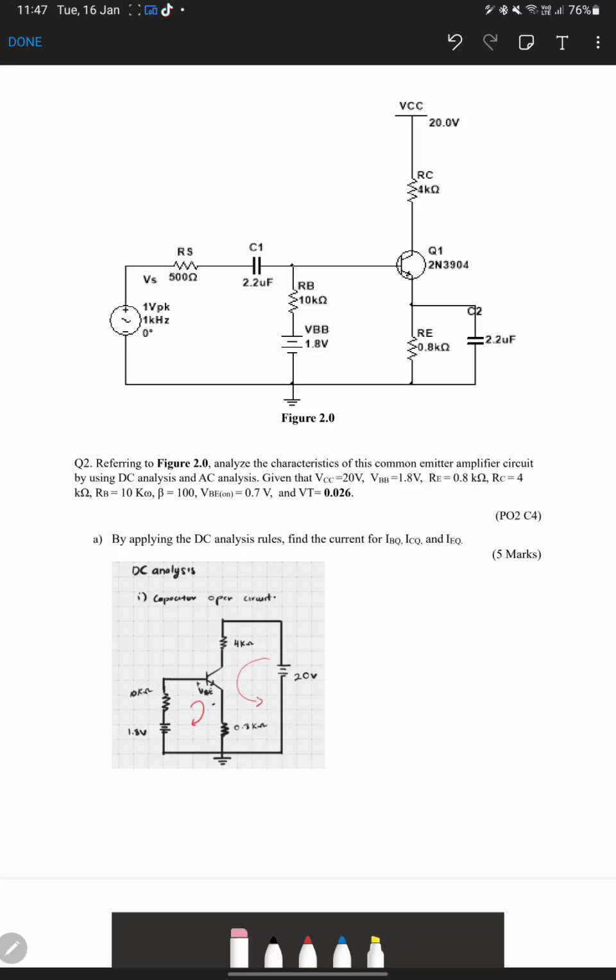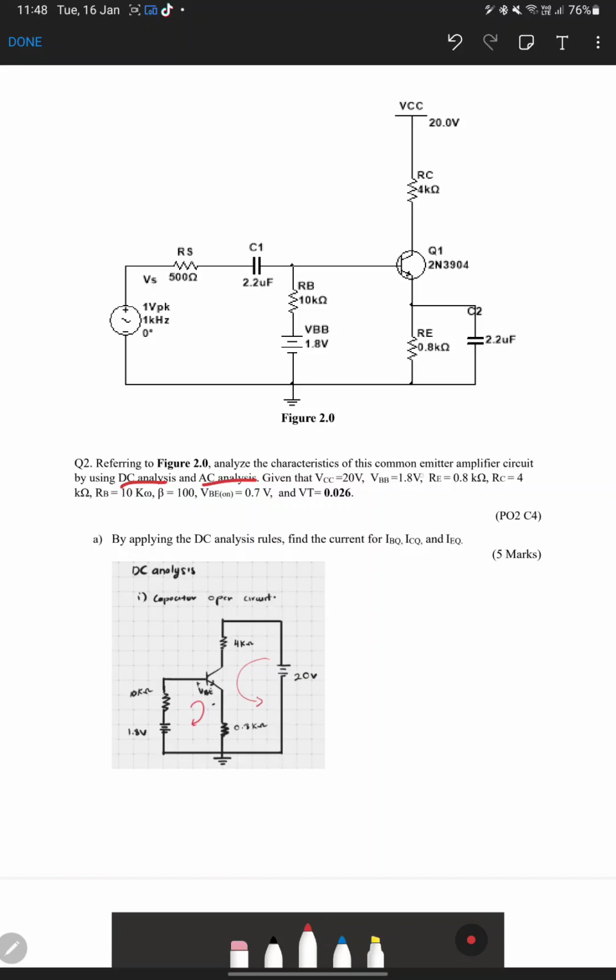From figure 2.0, the question asks us to do analysis about the characteristic of this common emitter amplifier by using DC analysis and AC analysis. So we need to do two steps. First is DC analysis and AC analysis by the given parameters as below.